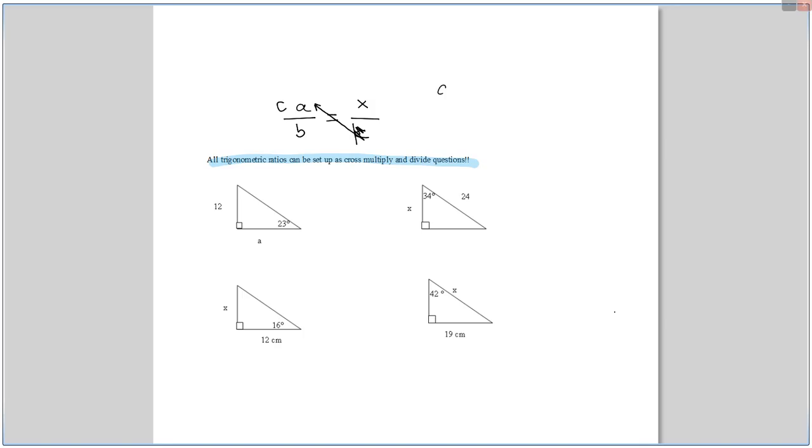Let's try another one. A over B equals C over X. What if I wanted to solve for X? How would I solve for this one? You always times the two that are across, and then you divide the thing across X. So the answer would be C times B over A equals X.